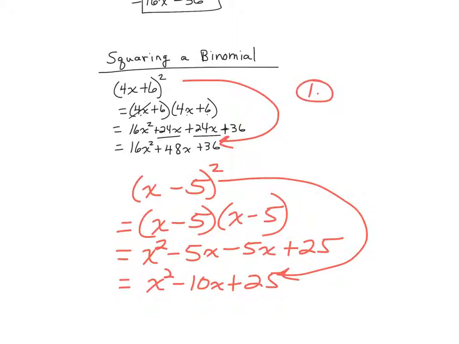Let's think about this top problem first. Can you tell me, class, where the 16x squared came from? 4x times 4x. So we could get that by taking the first times the first. First times first.